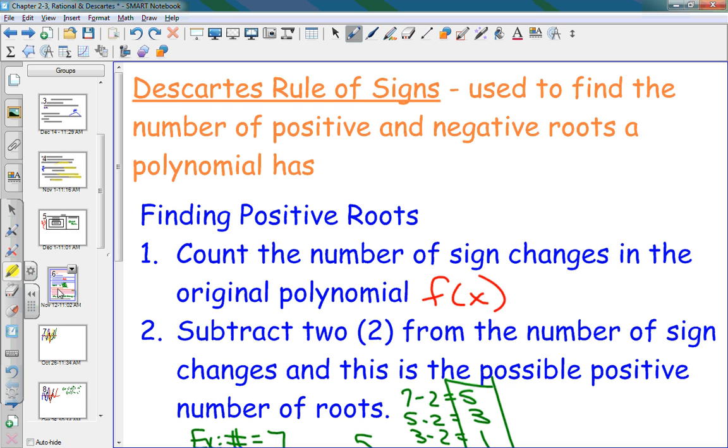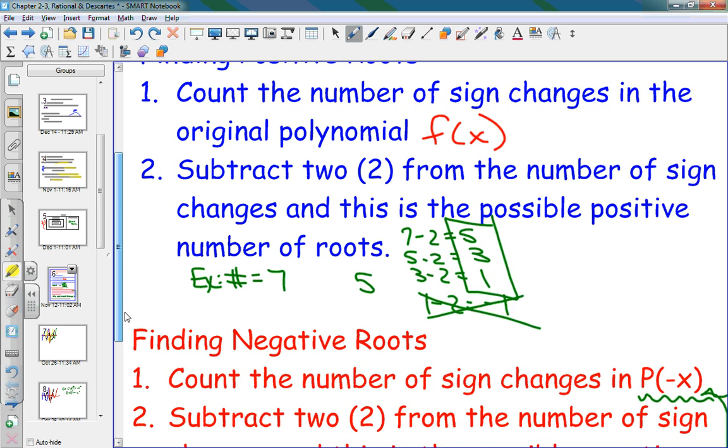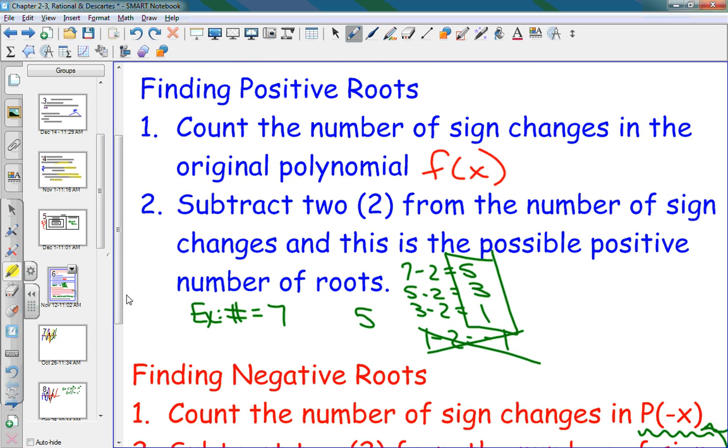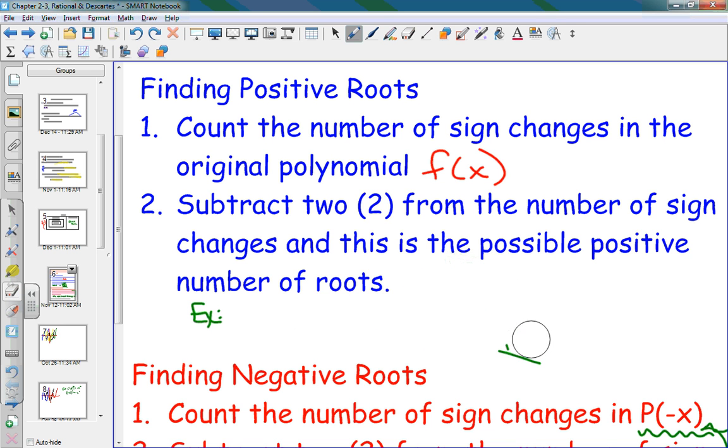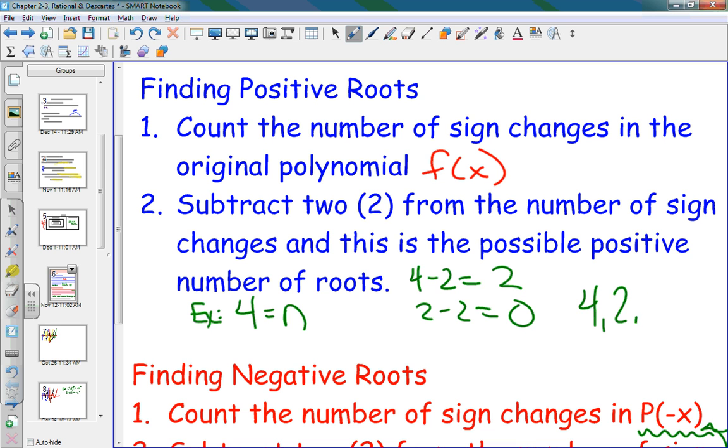Now, to find the positive roots, you're going to count the number of sign changes in your original f of x function or p of x function. Then, it's going to be n or n minus 2. For example, let's say the number of sign changes that I had was 4. N is equal to 4. I can have 4, 4 minus 2, which is 2, 2 minus 2, which is 0, which means I can have 4, 2, or 0 positive roots.